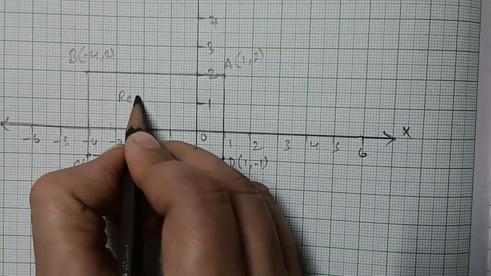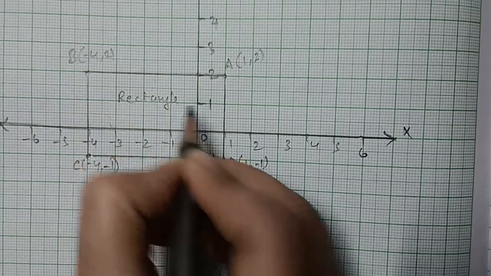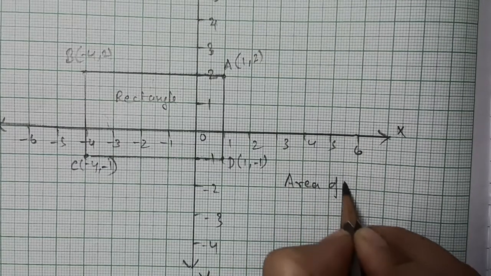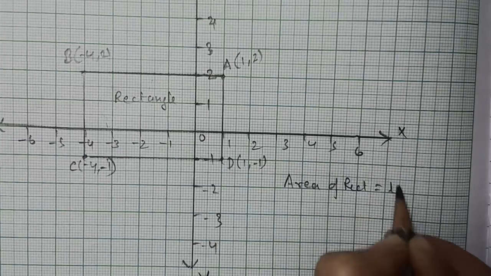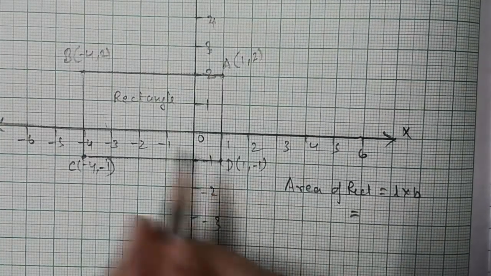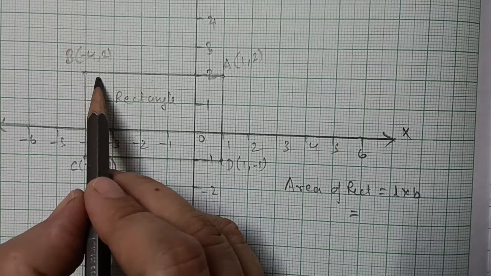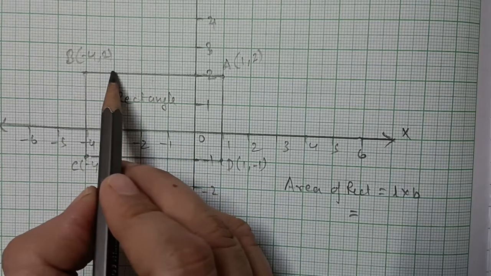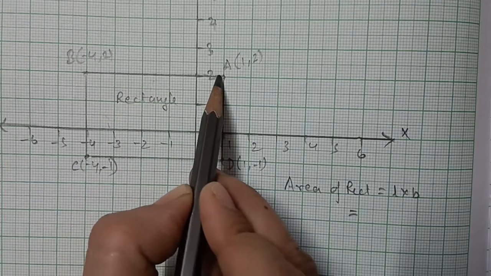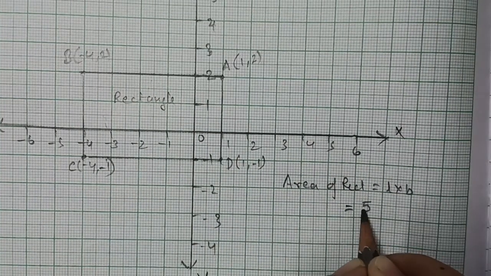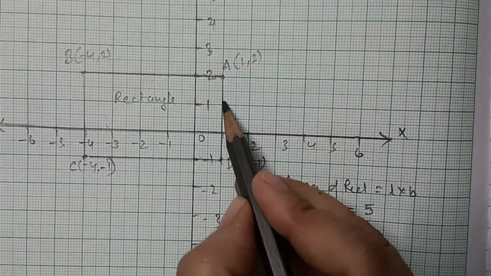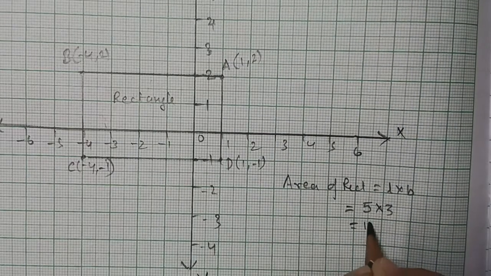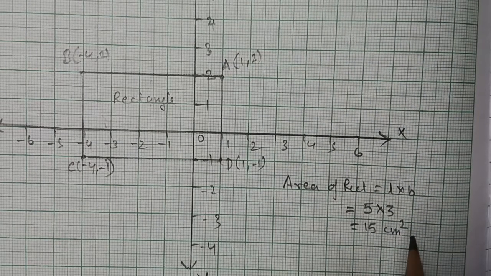This figure is a rectangle and we have to find out area for this rectangle. Area of rectangle is equal to length into breadth, and length and breadth you can measure out from here. Length means this one, so count how many blocks are there. Each block is equal to 1 centimeter. So 1, 2, 3, 4 and 5. So length is 5 centimeter, breadth is 3 centimeter. So 5 into 3, 15 centimeter square.